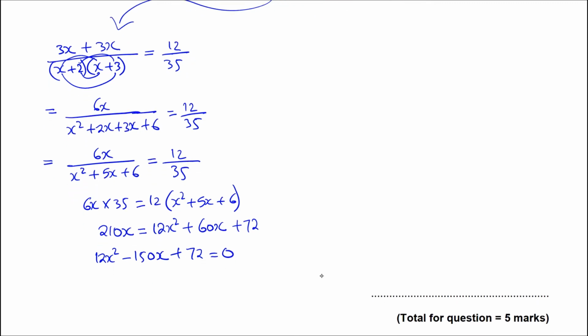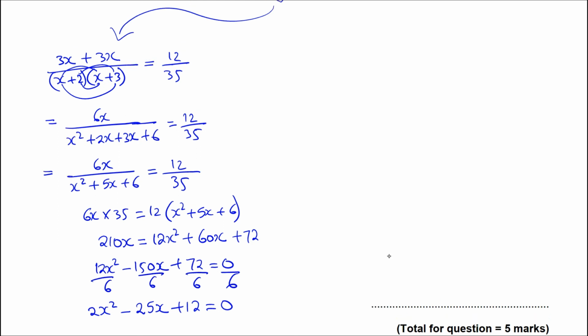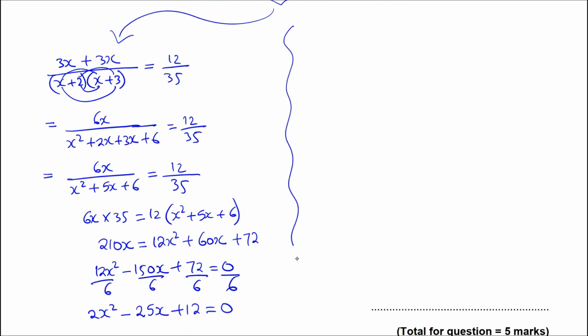Now all these are multiples of 6, so divide by 6 on each side. So you'll end up with x squared minus 25. Actually, this is 2x squared, my apologies. 2x squared minus 25x plus 12 is equal to 0. Now we need to solve that quadratic equation. So here we have 2x squared minus 25x plus 12 is equal to 0.